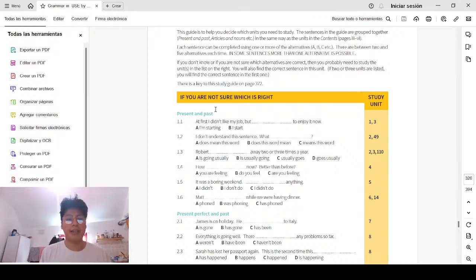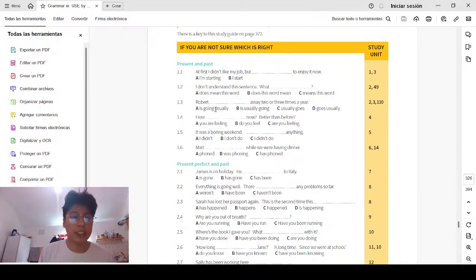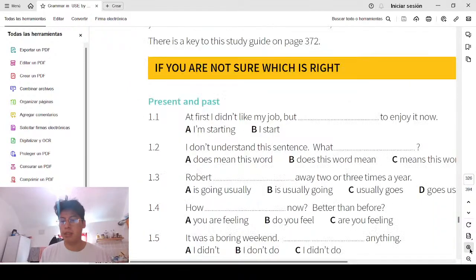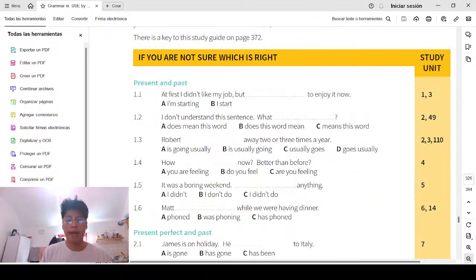So let's start. Let me check. I'll make a zoom because we need it. Yeah, I think it's not better. Yeah, one more, I guess. Too much. No, that's perfect. So let's start. The first part is present and past. Okay, so let's start.